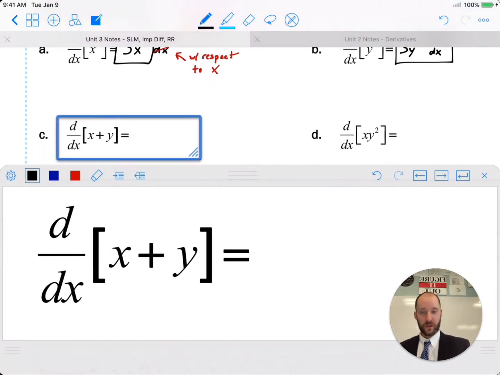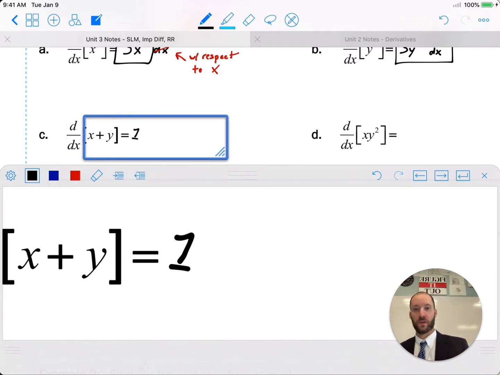Here we have a sum or difference. Derivative of x, just 1. Derivative of y, just 1. But because y is not x, you need the dy/dx.